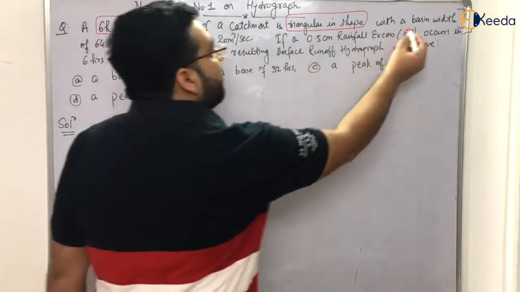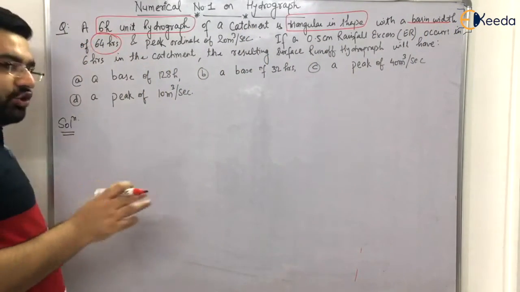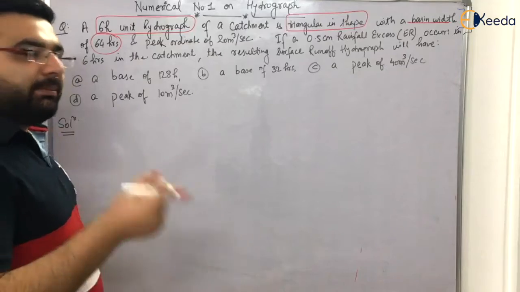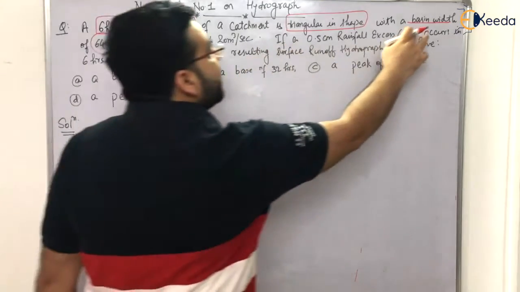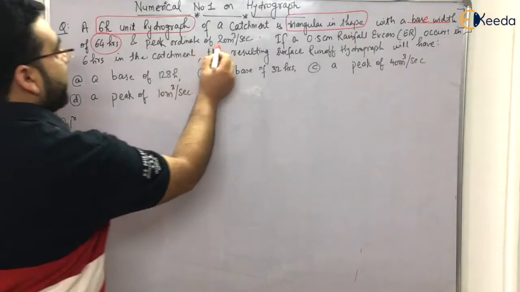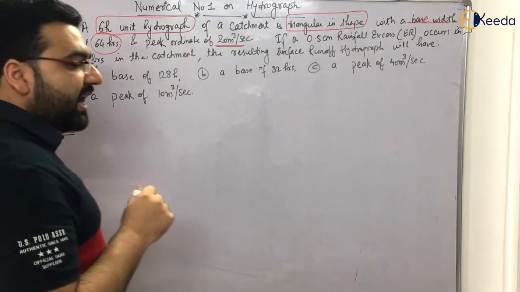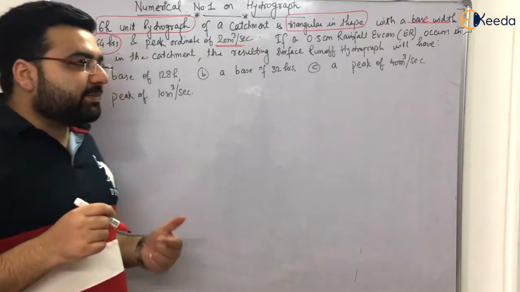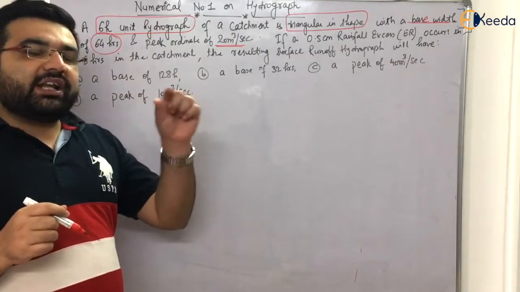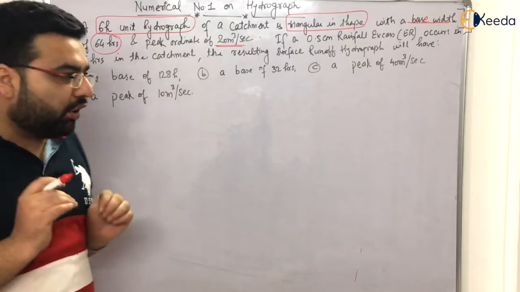Triangular in shape with a base width of 64 hours. So 64 hours is the base width, right? It should be base width, right? Okay. And peak ordinate of 20 meter cube per second. So it is a unit hydrograph. It means that this hydrograph has been drawn for an effective rainfall of 1 centimeter or 1 mm, means 1 unit almost, right?